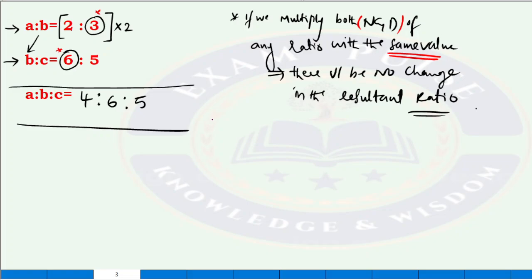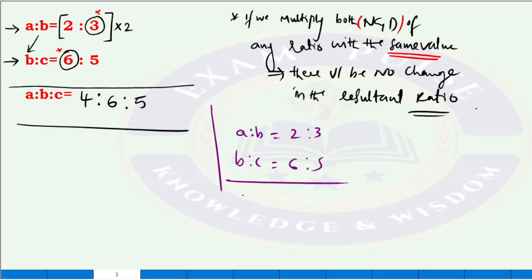And what about this case? Let us verify. What is A is to B? 2:3. What is B is to C? 6:5. Now, what is A is to B is to C? Use the shortcut method, just the same. 2 6s are 12, 6 3s are 18, 5 3s are 15.